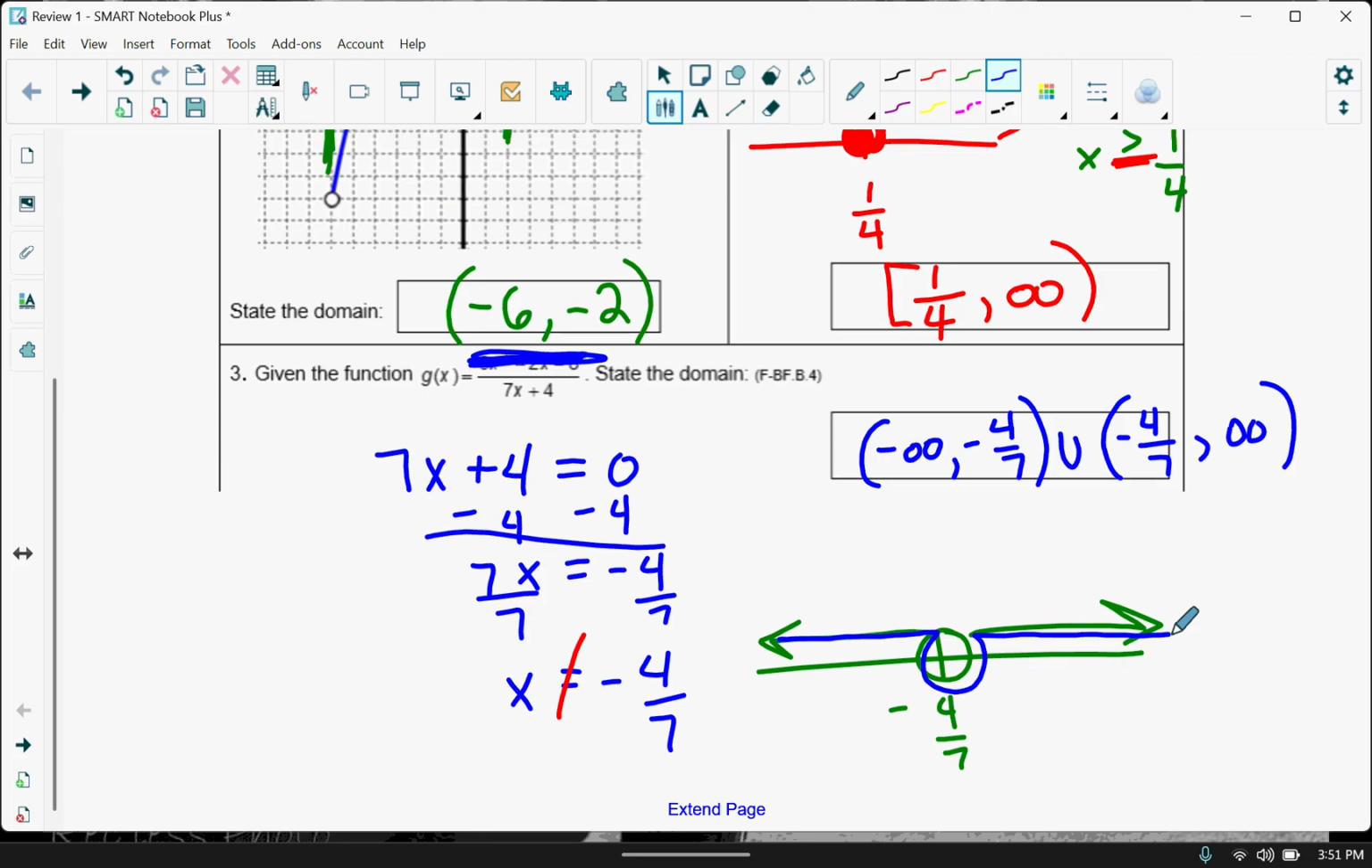This is how you say every number except that one. You just write that number twice, the U in the middle. And because it's not allowed to be the 4/7, we use parentheses instead of brackets. So these types of answers will never ever use brackets.